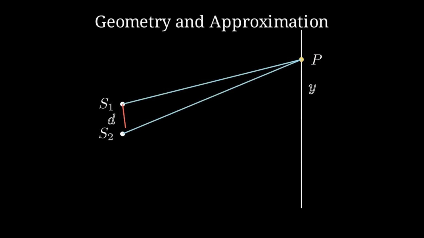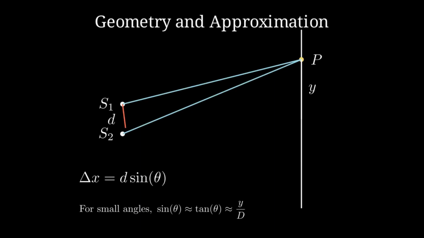Using geometry, the path difference x is equal to d times the sine of the angle theta. For very small angles, we can approximate this as d times y divided by D. This relationship is crucial for our derivation.